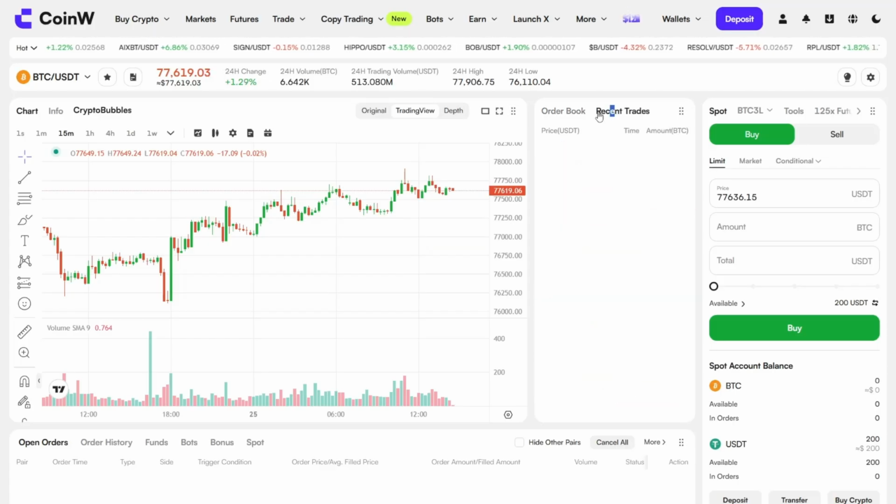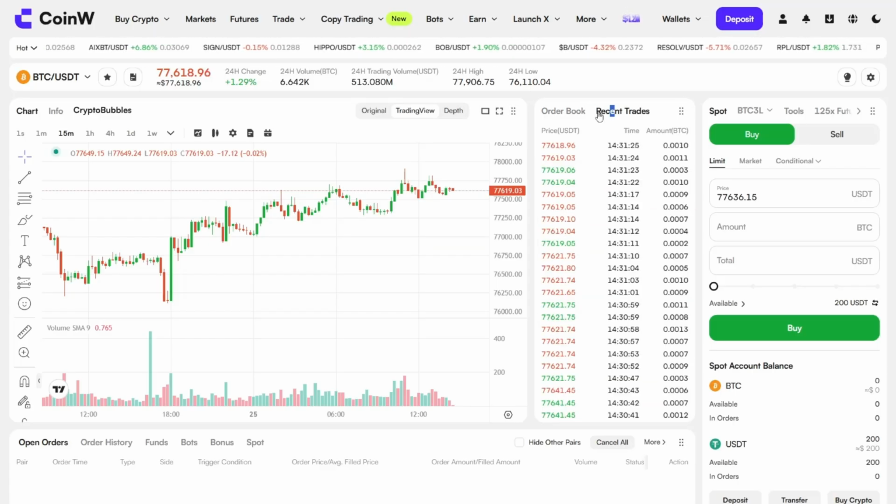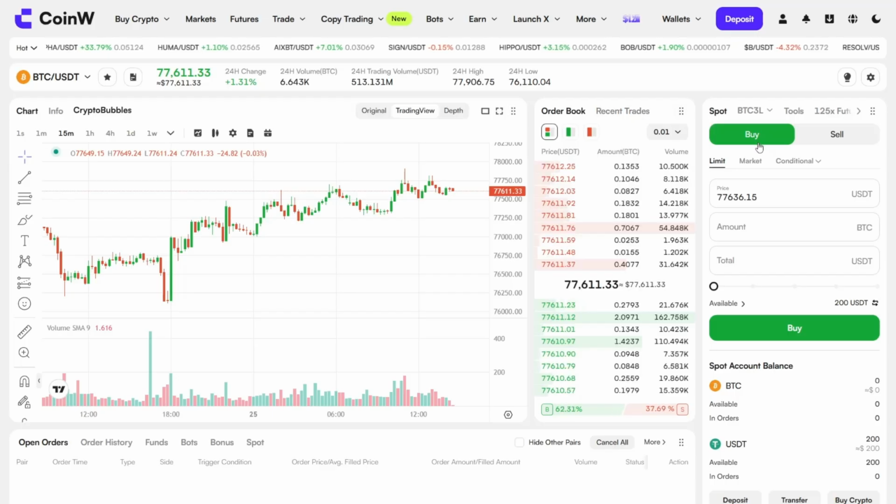In the recent trades section, it shows the trades that are happening in real time. You can see the price, time, and amount of each trade. This can help you quickly see where people are buying and selling right now and how active the market is. Now let's go over the different order types you can use on CoinW's spot trading market.